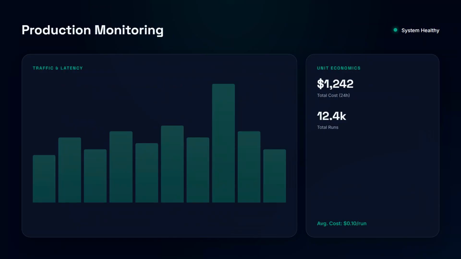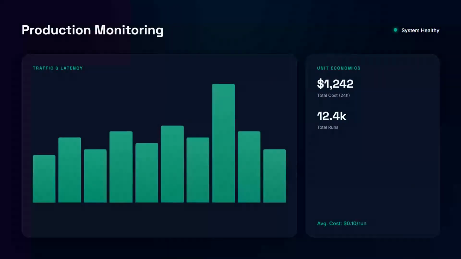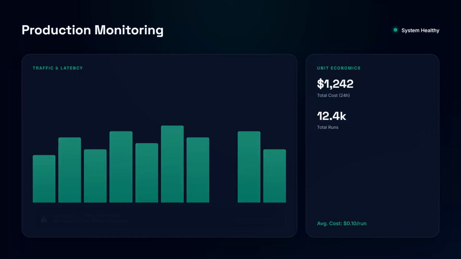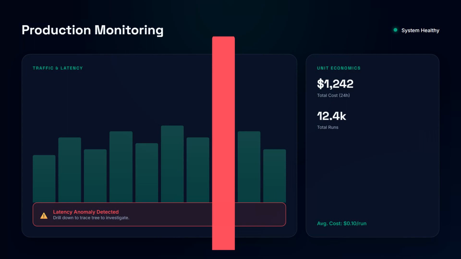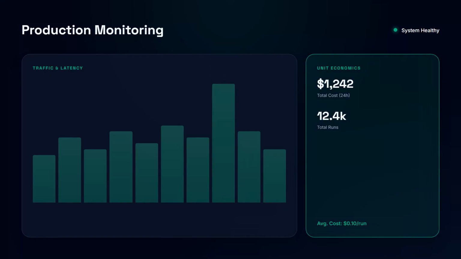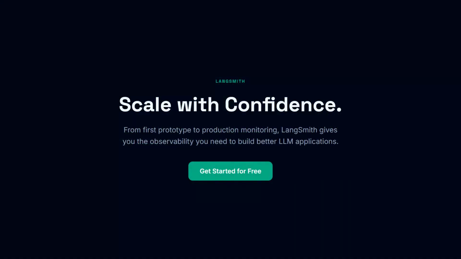Finally, your app is in the wild, but the work doesn't stop there. LangSmith's monitoring dashboard gives you a high-level view of your system's health. You can track latency spikes, success rates, and, most importantly, token costs in real time. If an agent starts looping and burning through credits, you'll see it here first. From your first prototype to a production system serving millions of users, LangSmith is the guardian of your LLM application. Stop guessing, start tracing. Thank you for watching.